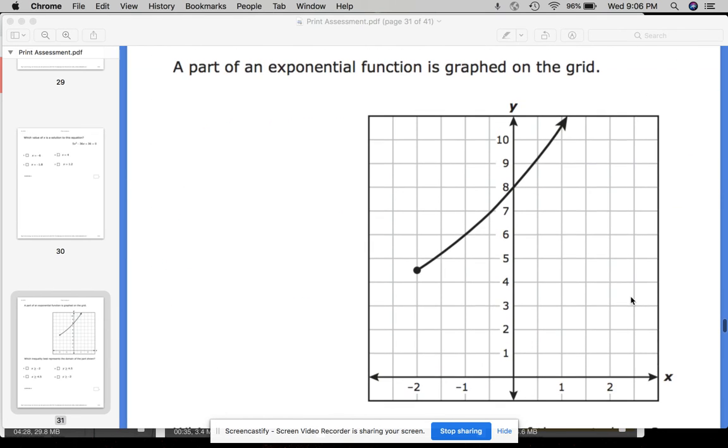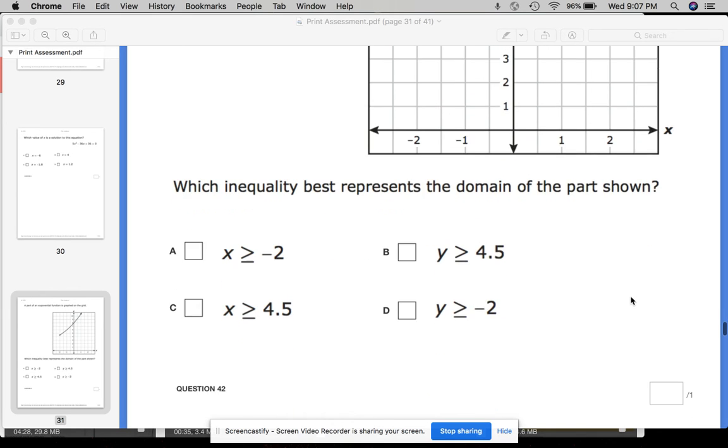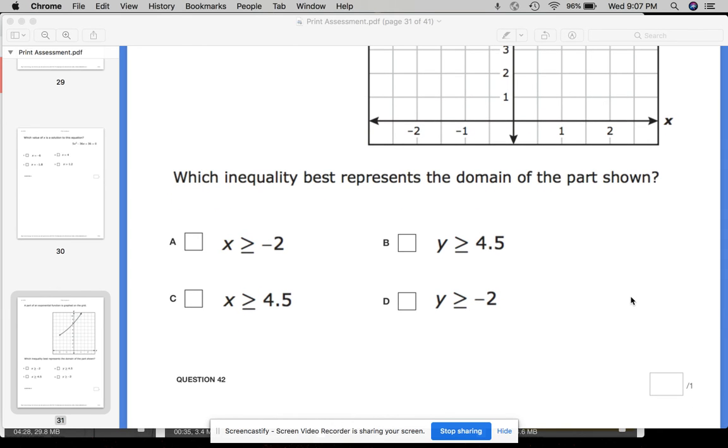Question 41. A part of an exponential function is graphed on the grid. Which inequality best represents the domain of the part? A, x less than -2. B, y greater than 4.5. C, x greater than 4.5. D, y less than -2.